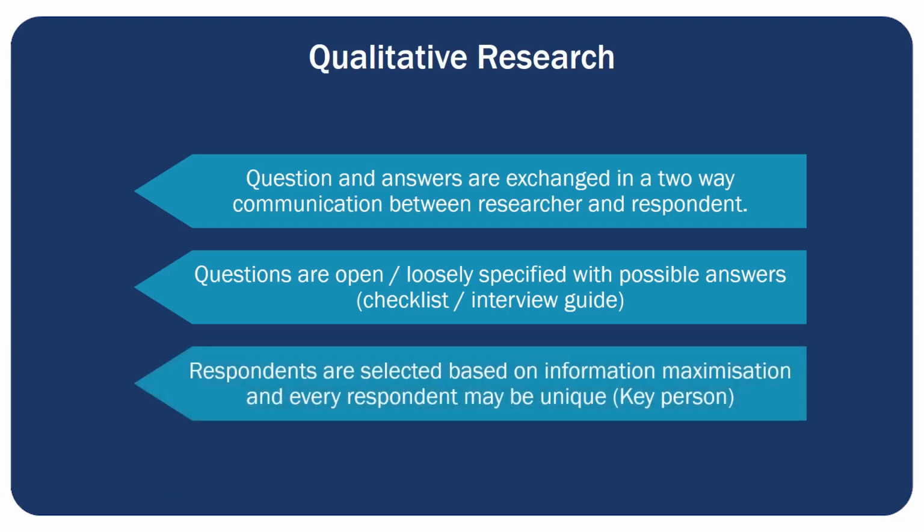So here we select respondents, and very interestingly, it is based on maximization of the information. That means if I talk to some person, I can get the maximum set of information. That means every respondent is not considered as different but as unique. That is where we call them a key person. That means our idea is to maximize the information.